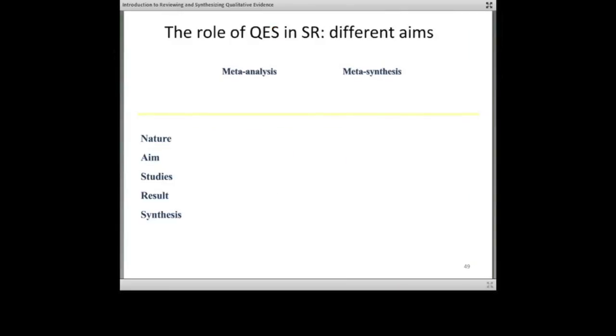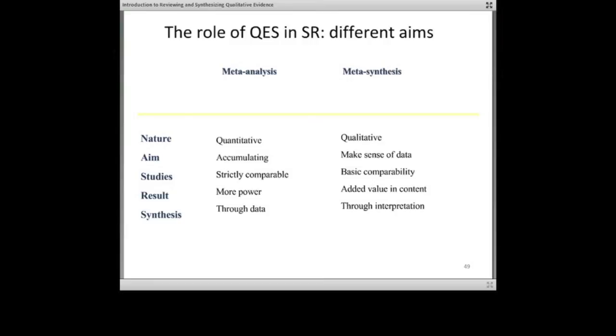I'm going to sum this up with some of the differences between that sort of meta-analysis and meta-synthesis stream of evidence. So meta-analysis is actually trying to accumulate knowledge. The studies that you include in such a review have to be strictly comparable to be able to pool them statistically, and it aims at creating more power. Think about the pile of stones that I've shown you earlier today. And they do that through numerical data.